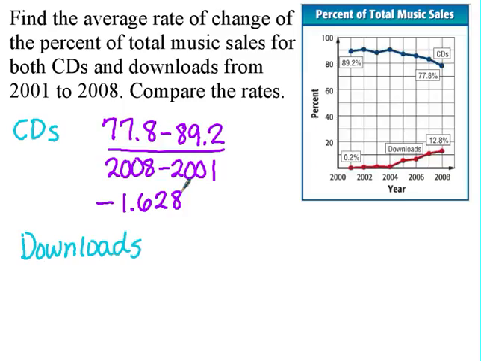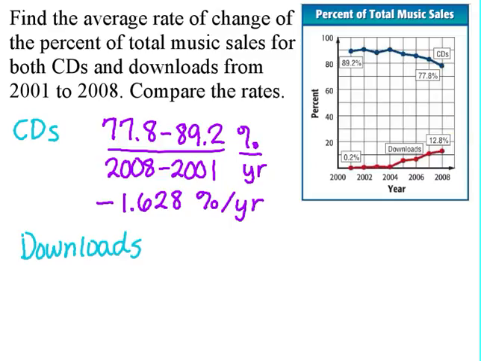Yeah. Okay, so let's figure out what the label is. What is the label for the 77.8 and the 89.2? Those are percents, right? What's the label for 2001 and 2008? Those are years. So what this means is that you have a drop of 1.628% per year. So that means it's dropping. Negative's usually bad.